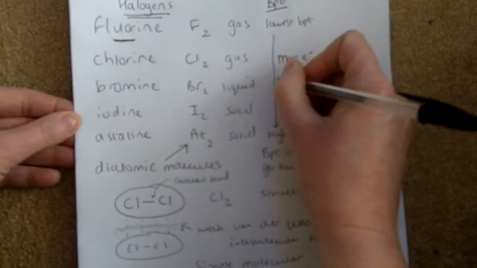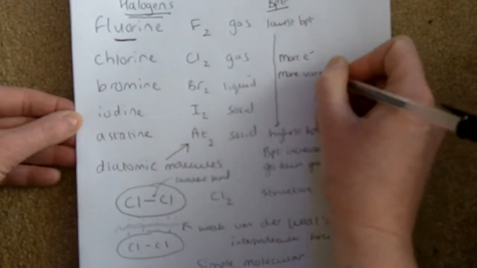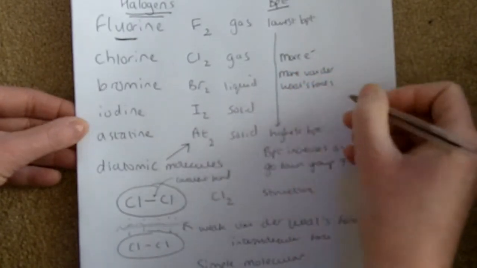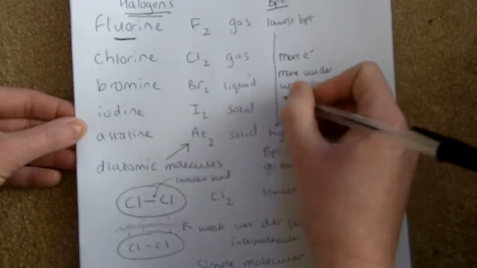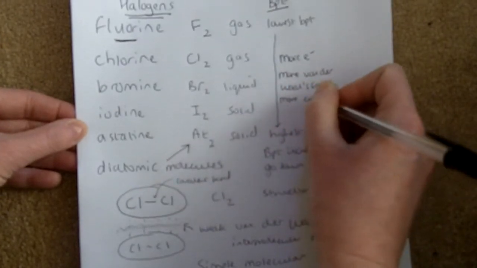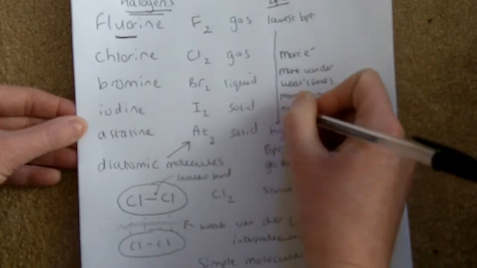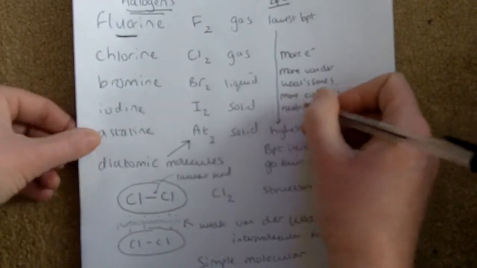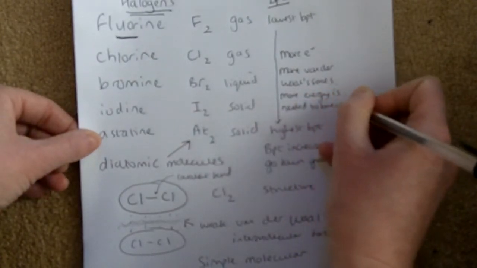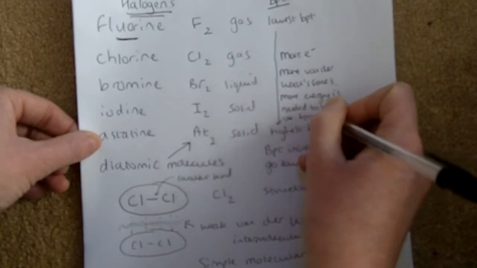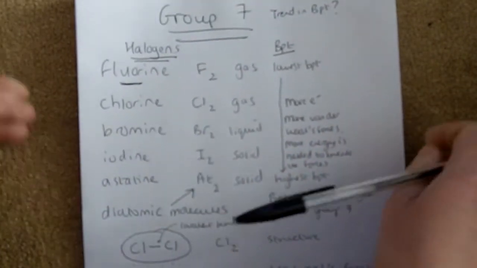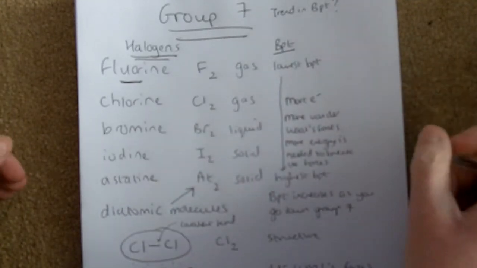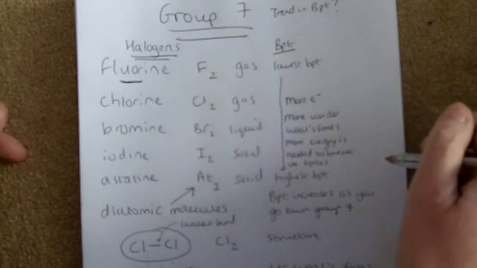And if you have more electrons, you're going to have more van der Waals forces. More van der Waals forces between the molecules, and therefore more energy is needed to separate the molecules. More energy is needed to break the forces. So a higher boiling point. And that's why. Okay, so not only do you need to know the trend of the groups in the periodic table, you need to be able to explain why.